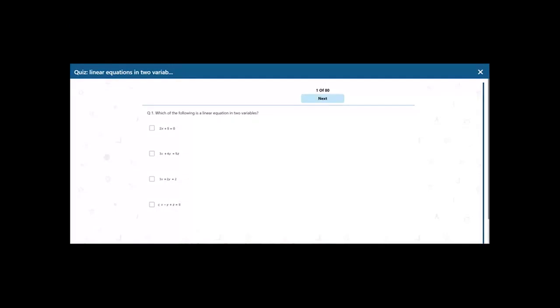Now Lakshmi has to answer this question. Which of the following is a linear equation in two variables? C, ma'am. Option C. Correct. That's correct. Now I spin the wheel again.